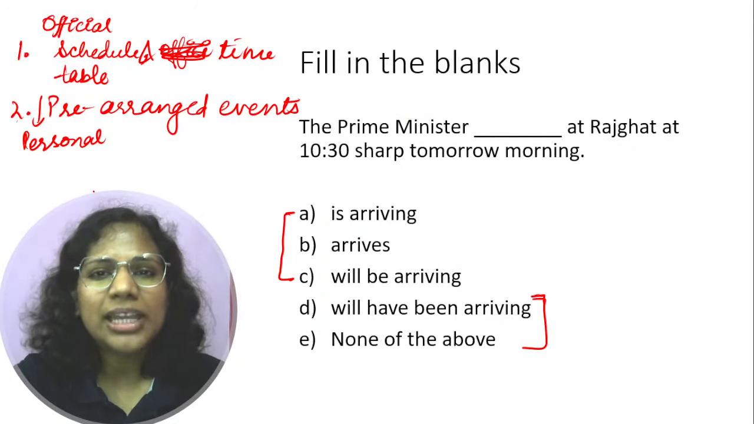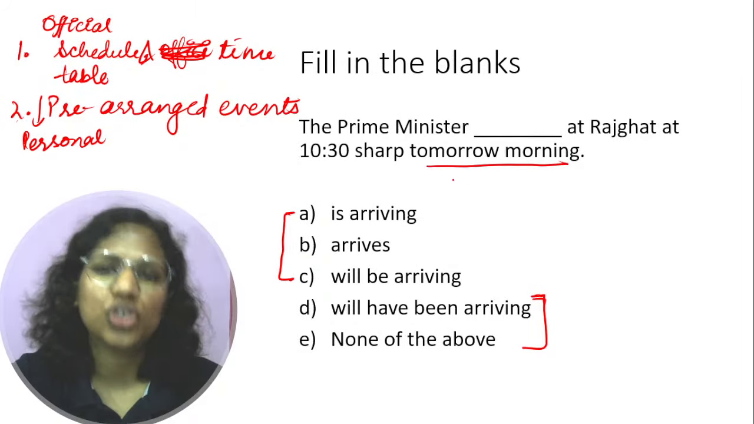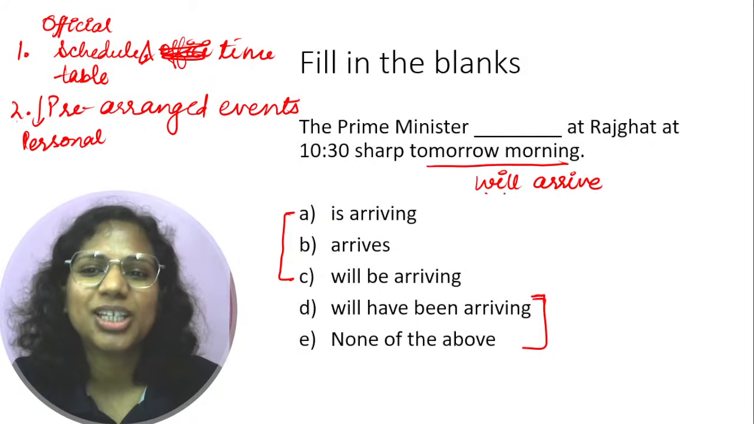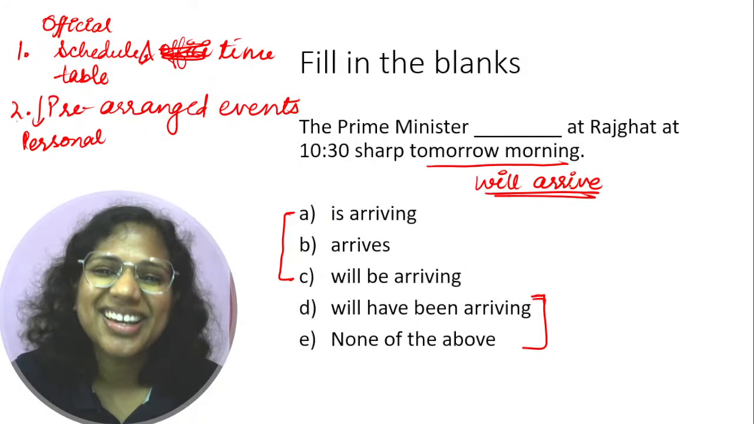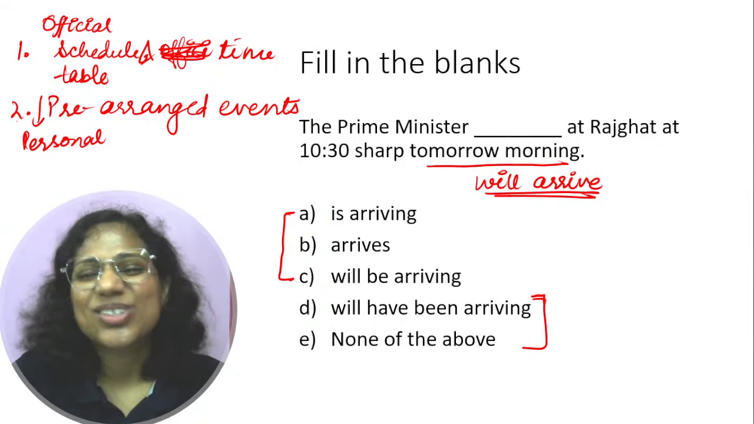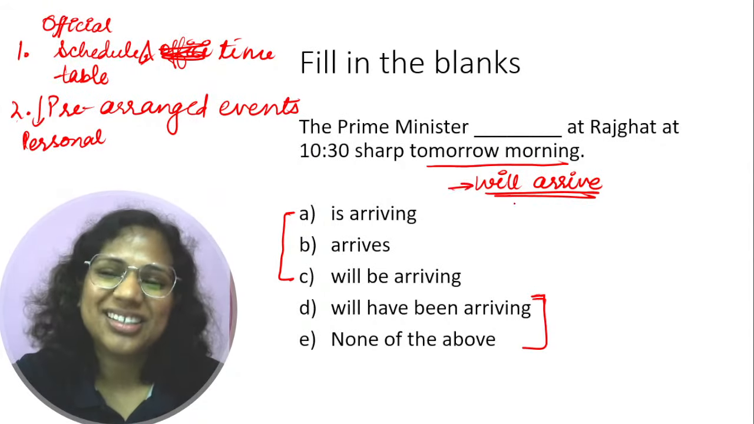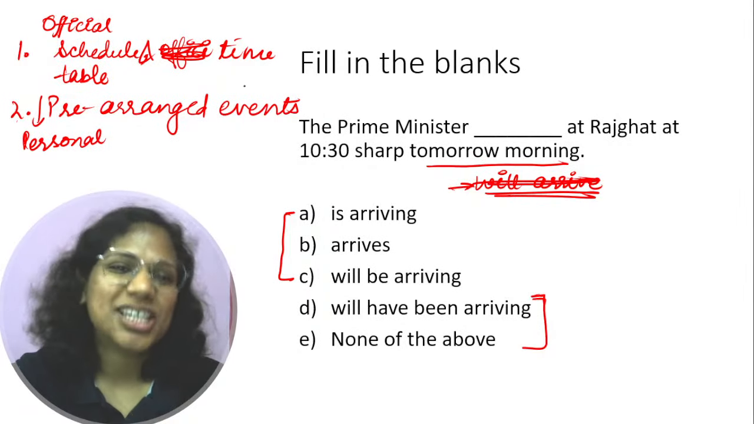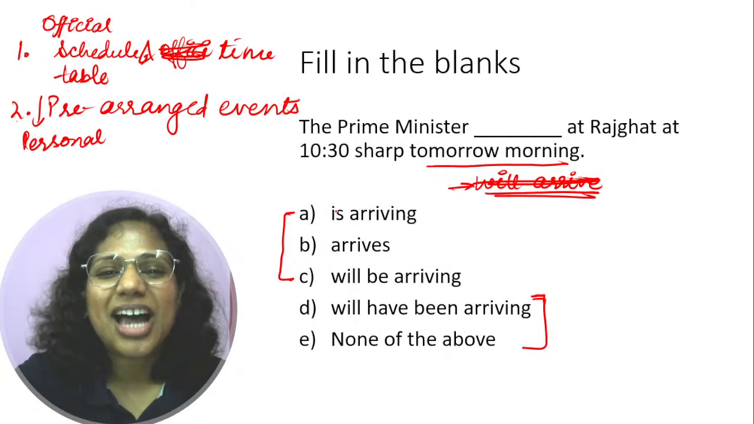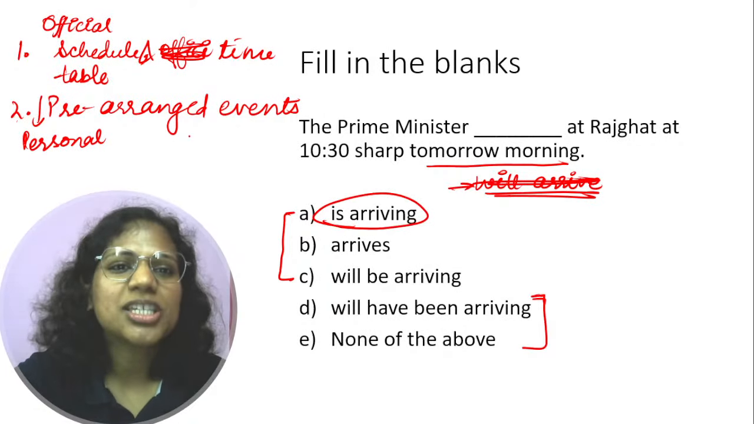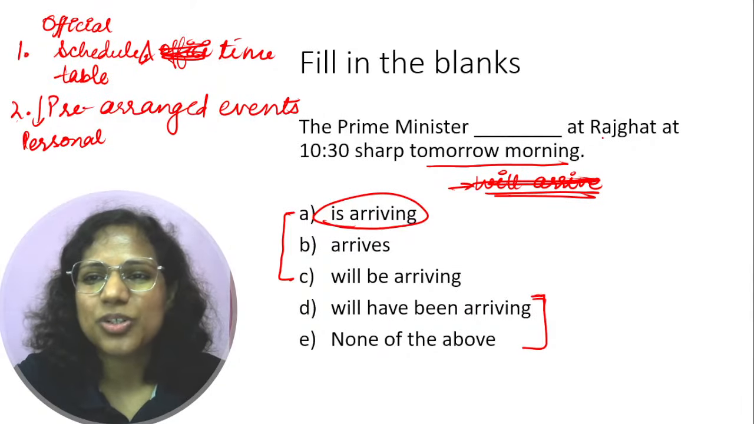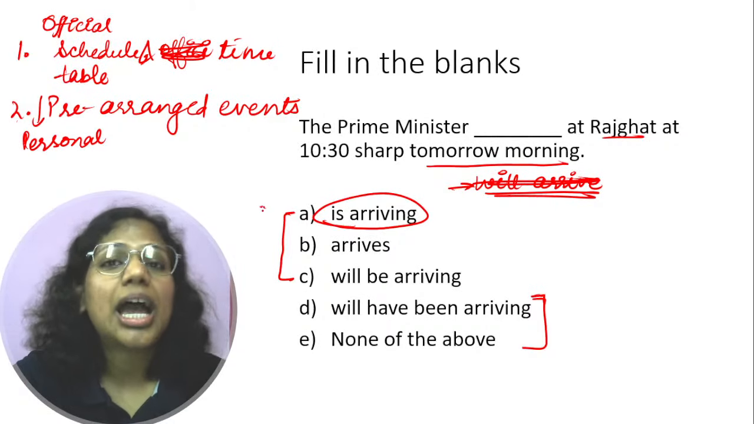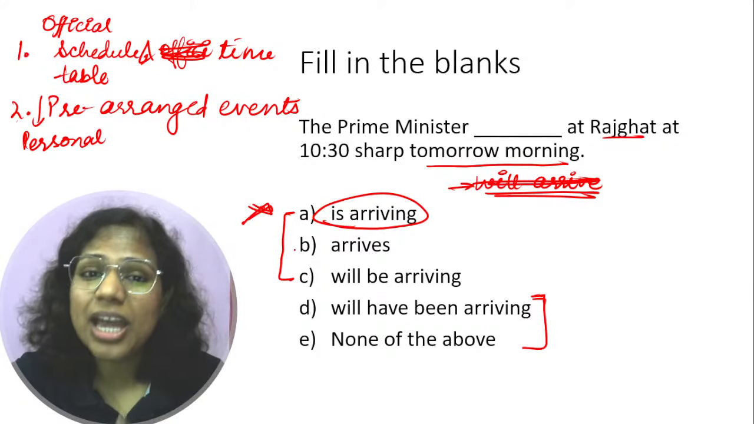So, while this is something that is going to happen in the future, honestly speaking, simply उसे will arrive use करना चाहिए था. If we lived in an ideal world where things happened as we wished, right? This should have been basically will arrive because ये future का problem है, ठीक है? But usage is what governs this. I should not use is arriving because it's not a personal event. It doesn't look like a personal event, the Prime Minister going to the Rajghat, right? So, is arriving, I will not use when I have arrives.